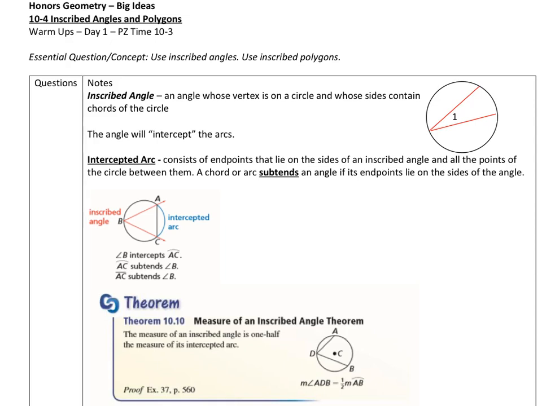Hey everybody, it's Mr. N here again, and this is the 10.4 lesson for our Big Ideas book, and this is on inscribed angles and some polygons.